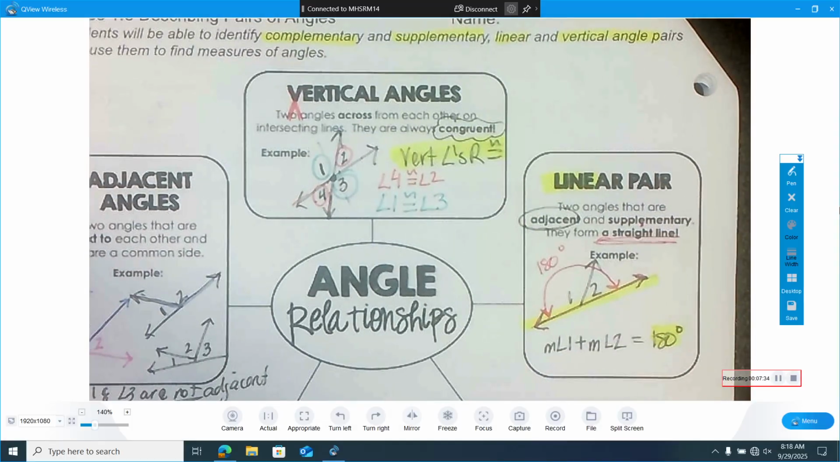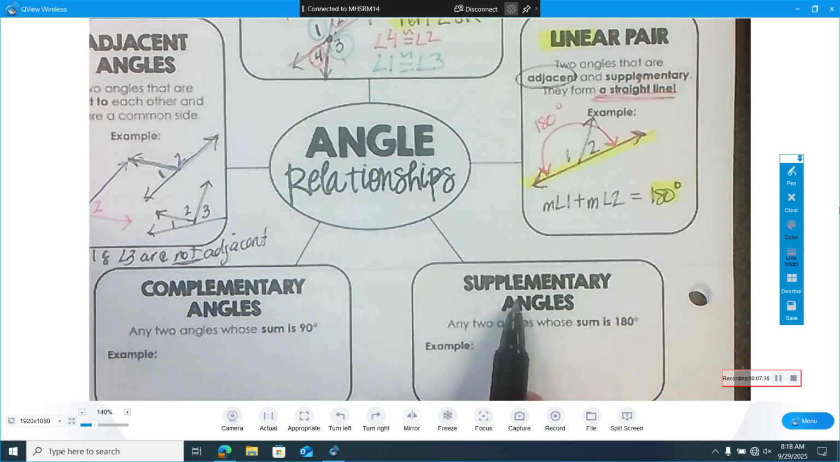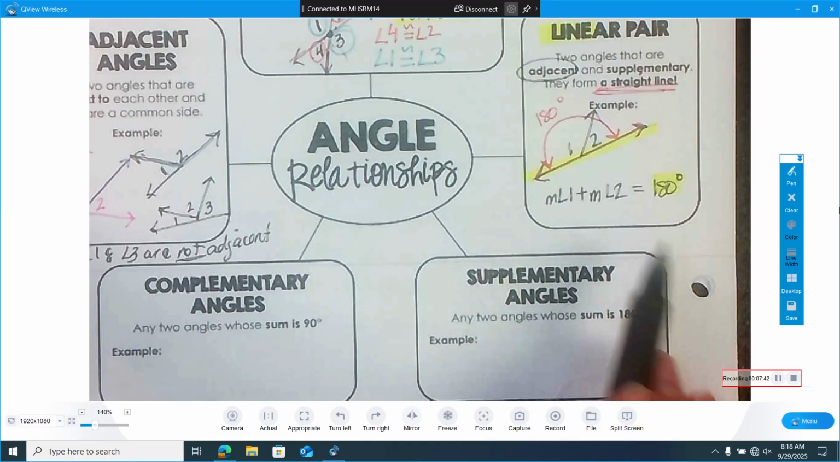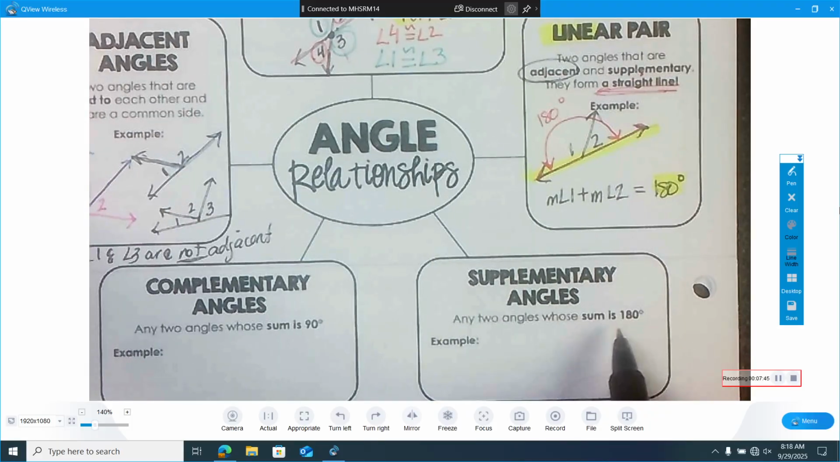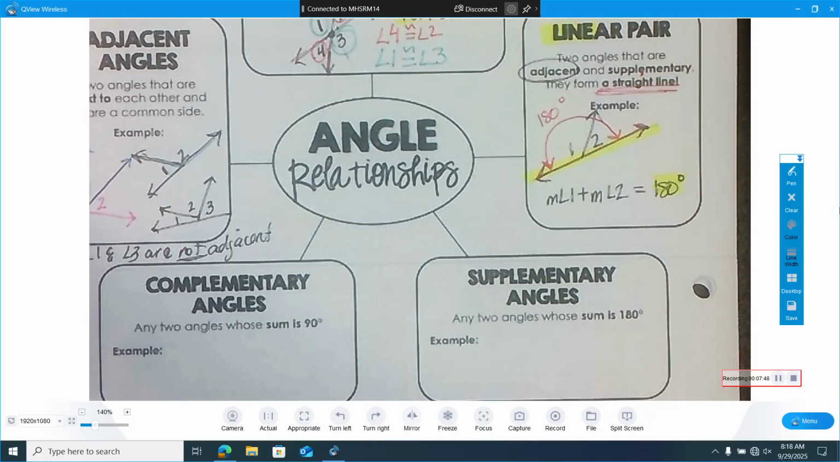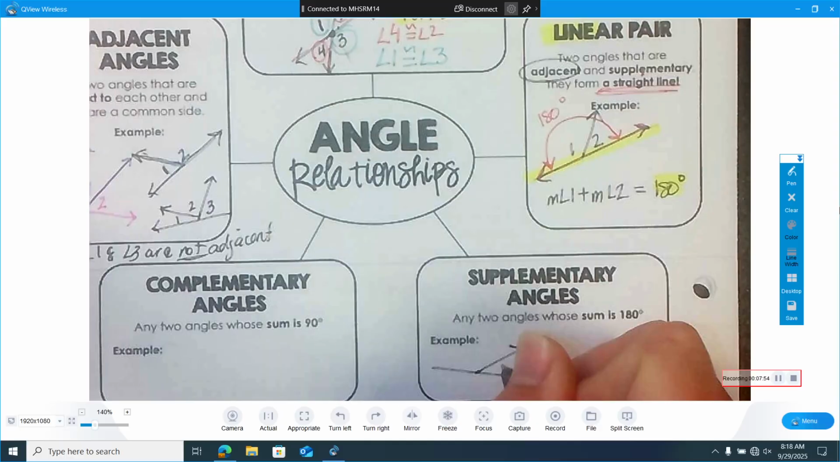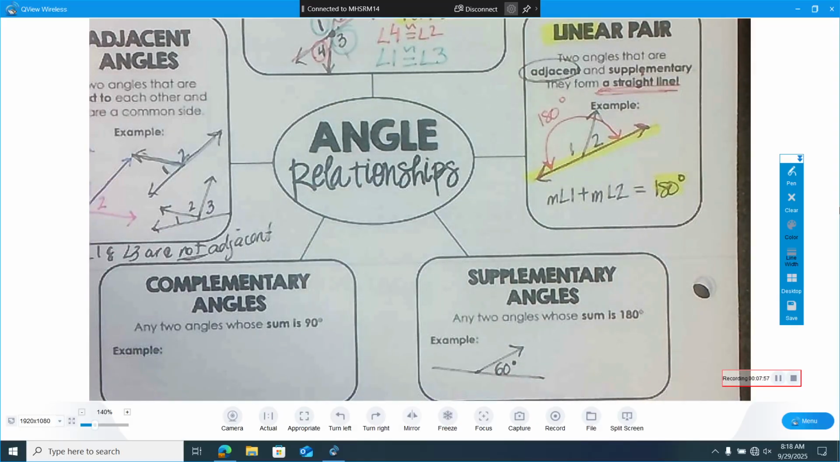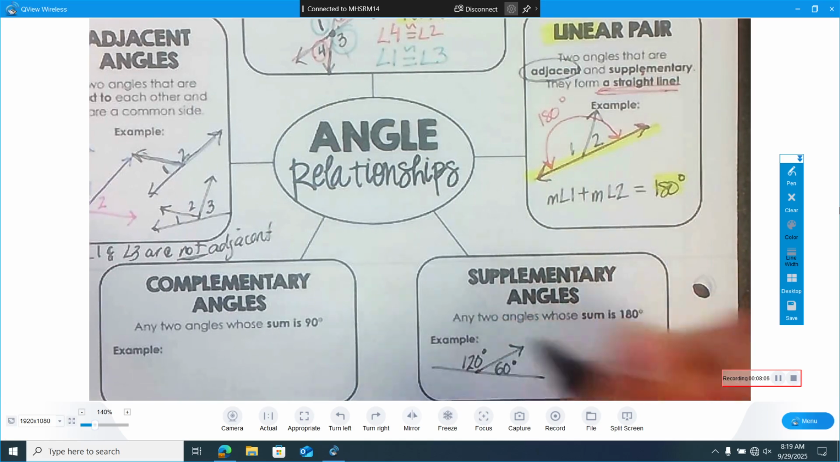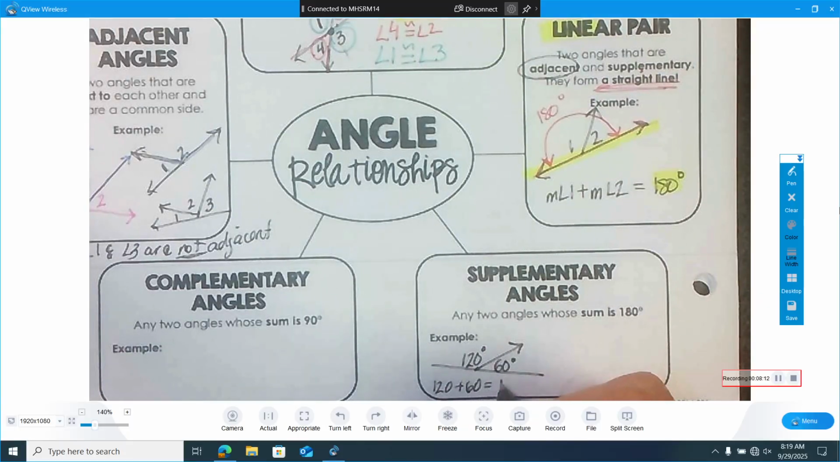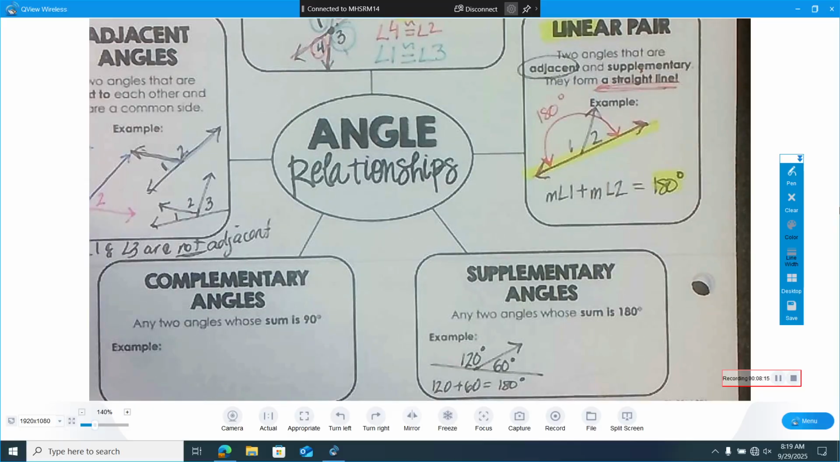Well, what does that mean? All right, so what is supplementary? Supplementary is any two angles whose sum is 180 degrees. So not just a linear pair, but any two angles who have a sum of 180 degrees. So I could have a lovely little linear pair where one is 60 degrees. What would the other side have to be? 120, very good. So these two angles are supplementary because 120 plus 60 equals 180 degrees. So they are what we would call supplementary.